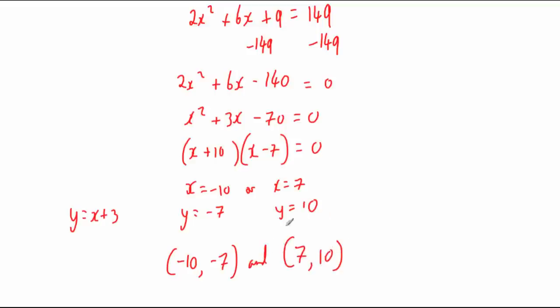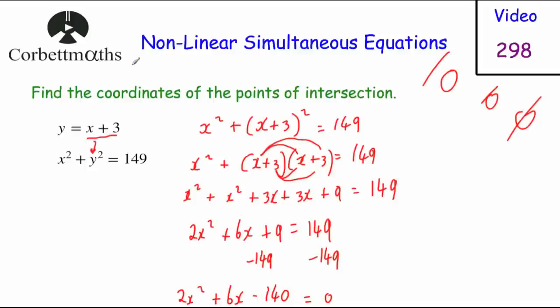So they are the coordinates where the circle and the straight line will intersect. They'll intersect at the coordinates negative 10, negative 7, and 7, 10. And that's it. So we've looked at solving nonlinear simultaneous equations. Now let's have a look at our next topic.